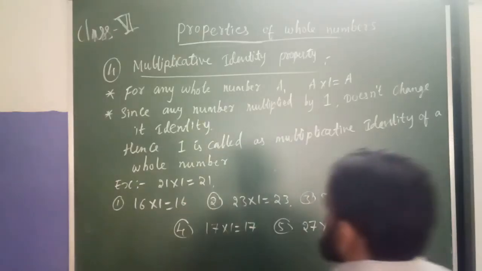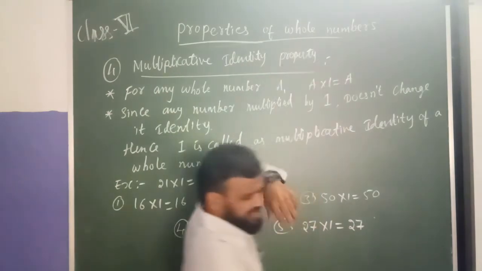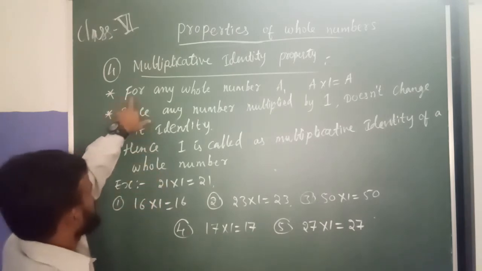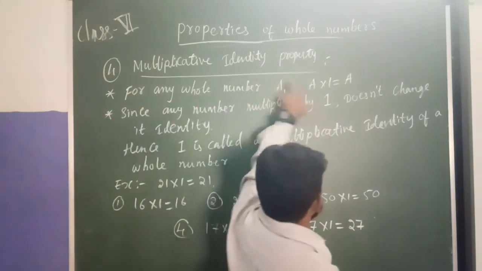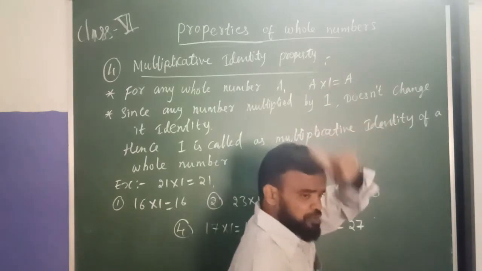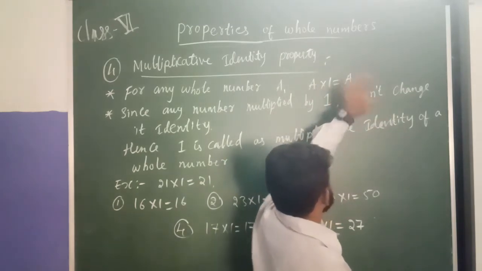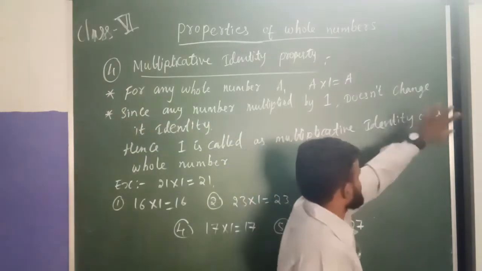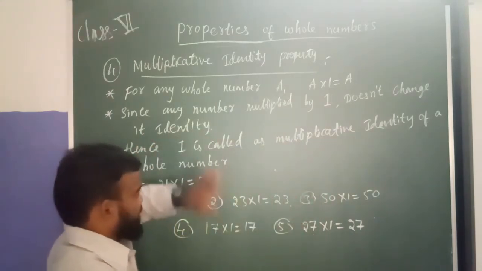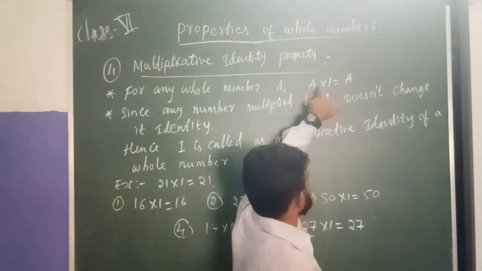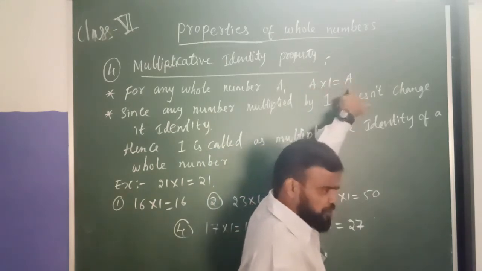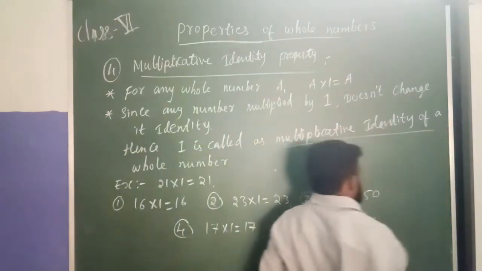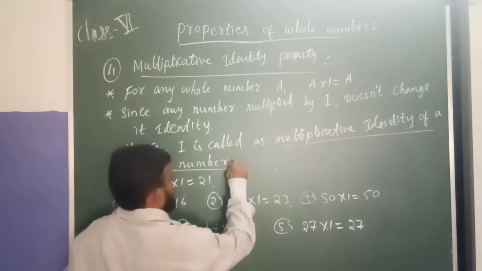Next, the fourth one, I am going to explain the multiplicative identity property. It is a very simple property. For any whole number A, A × 1 is equal to A. If you multiply by 1, the identity is 1. Any number multiplied by 1 does not change its identity, correct or no? A × 1 is equal to A, B × 1 is equal to B only; it will not change. Hence, 1 is called the multiplicative identity of whole numbers.